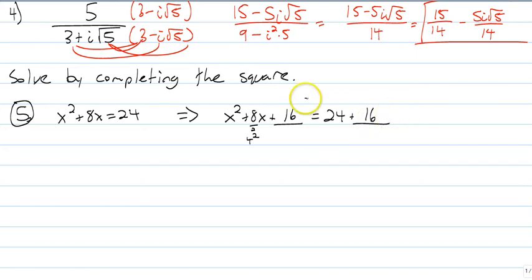The other thing you can think of is if you add 16 to this side, you have to subtract 16 on the same side. That's what we were doing before. But we can just move it over and add 16 to this side. So this becomes a perfect square of a binomial. And you get, what, 40 over here? Oh, yeah, we get 40.